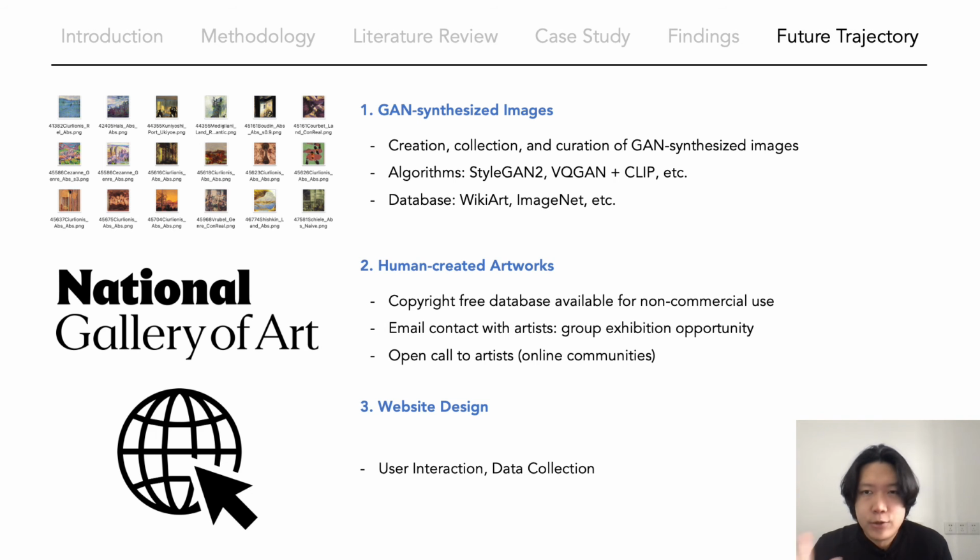Alright. In the future, I first need to create, collect, and curate images, both human and machine-made. I've already created more than 500 paintings using StyleGAN 2 and VQGAN. These algorithms are trained with the WikiArt and ImageNet databases, respectively. It's theoretically possible for me to generate image scans on my own and collect human-created artworks on the internet, such as the National Gallery of Art's open database.